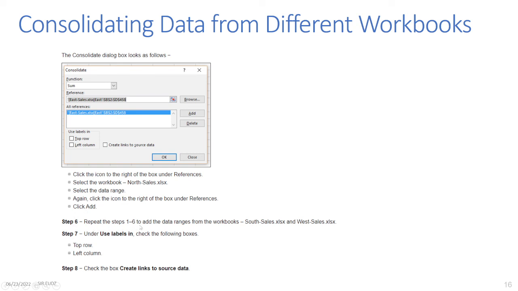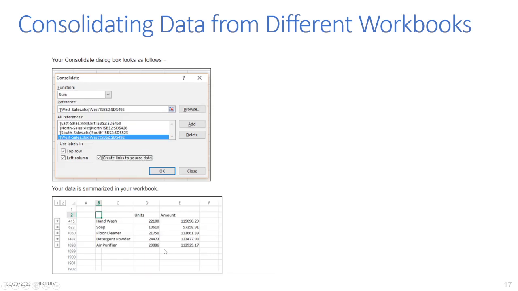Repeat the steps 1 to 6 to add the data ranges from the workbook South Sales and West Sales. Under Use Labels in, check the following boxes, top row and left column. Check the box Create Links to Source Data. Your Consolidate dialog box looks as follows. So we have here the references, and here the file names are specified. So these are all checked. Then your data is summarized in your workbook.